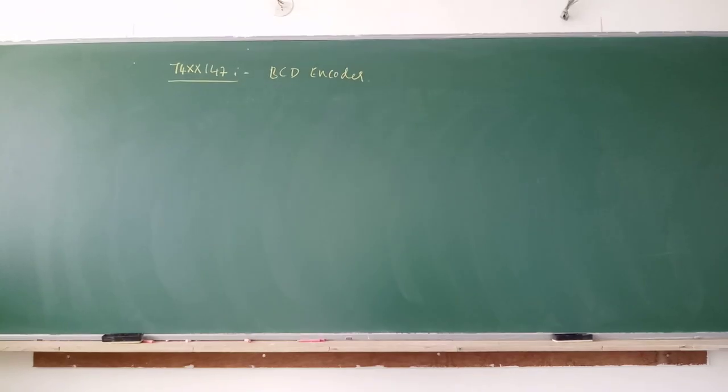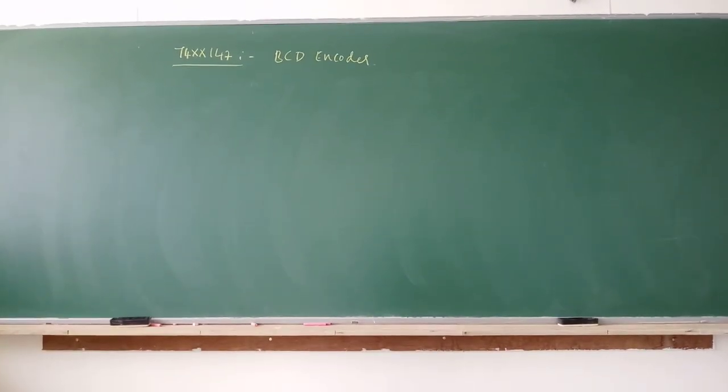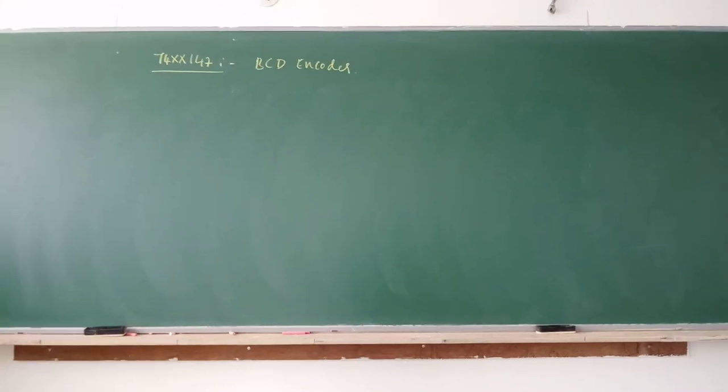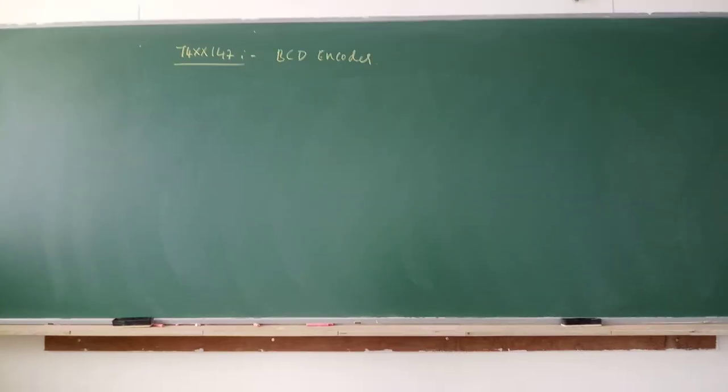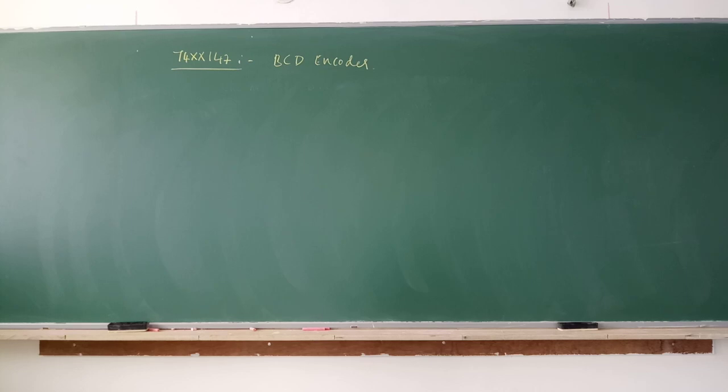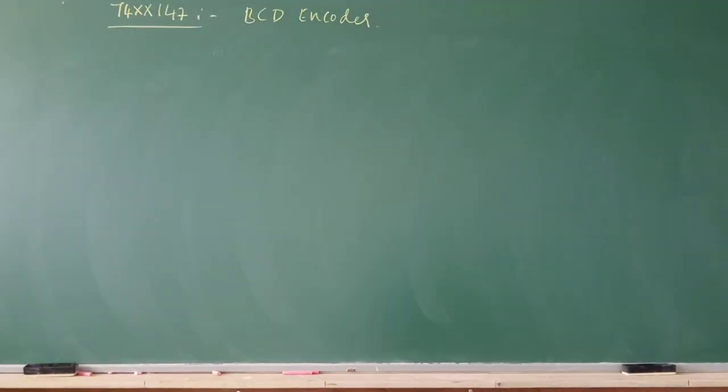So we have the next topic, which is again a continuation of encoder. In the last class we have seen a general 8:3 encoder, correct? In today's class we'll be learning a special type of encoder that is called a BCD encoder. So this is the BCD encoder.